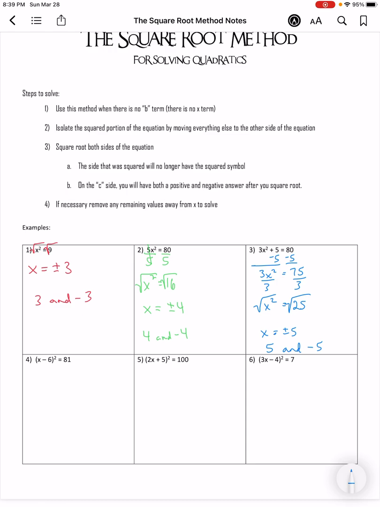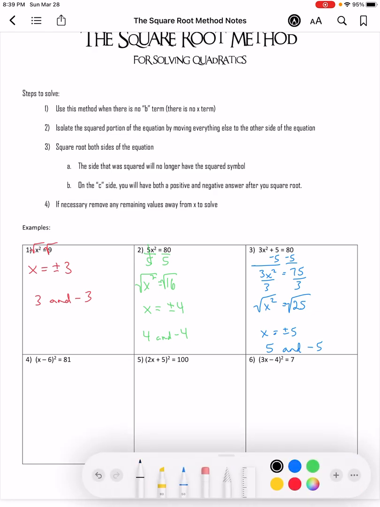All right, so far it's been pretty straightforward. We've just been able to square root and come up with an answer. But if you'll notice, problems 4, 5, and 6 look a little bit different. All right, so let's take a look first at number 4.